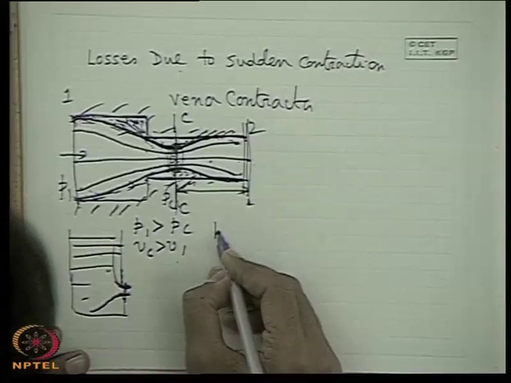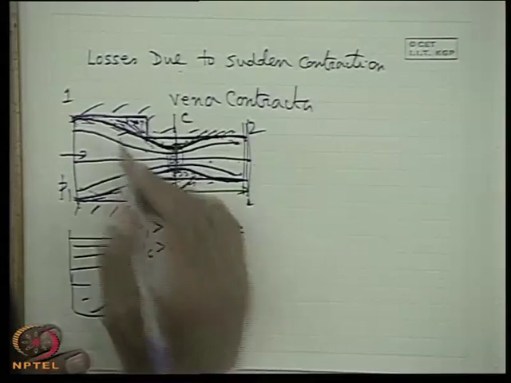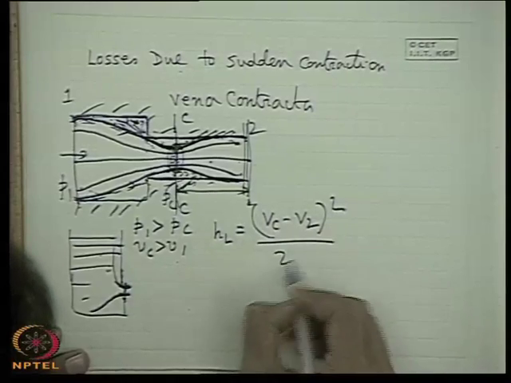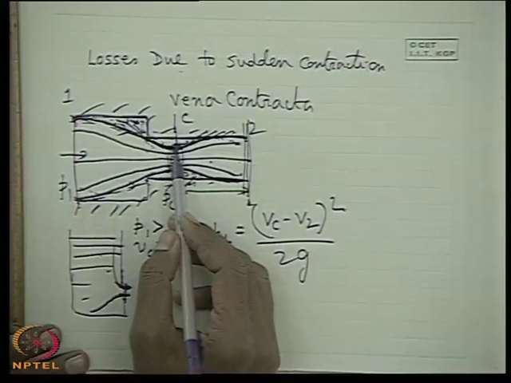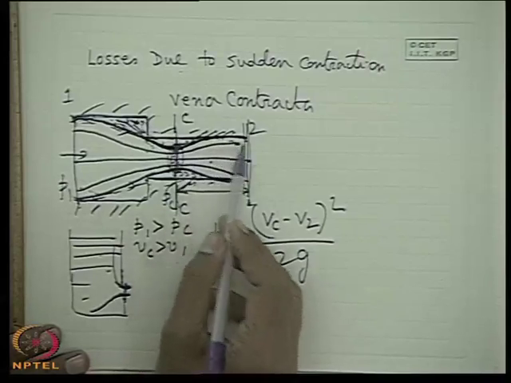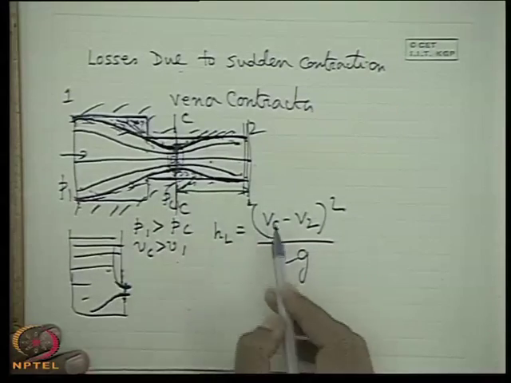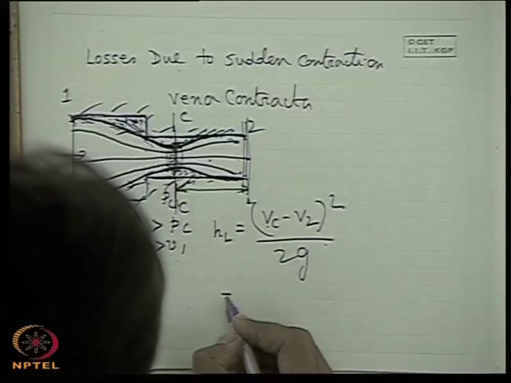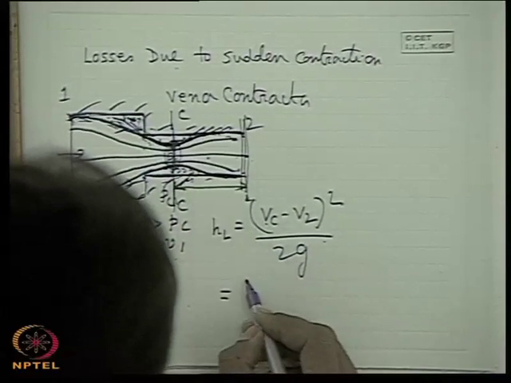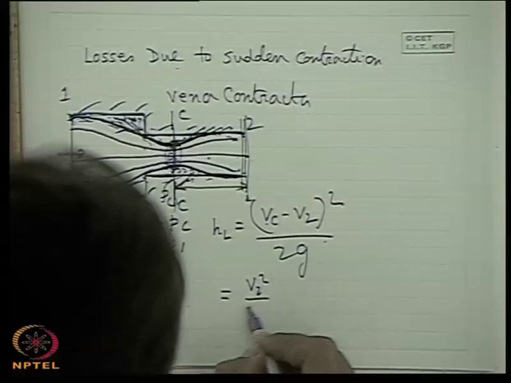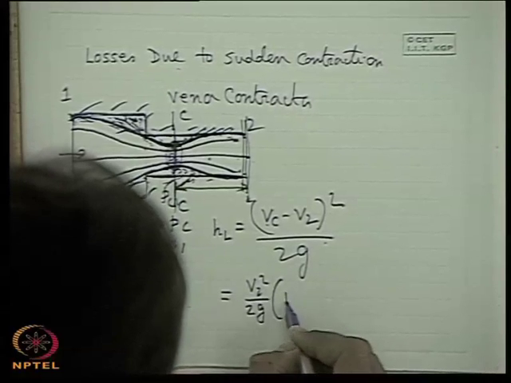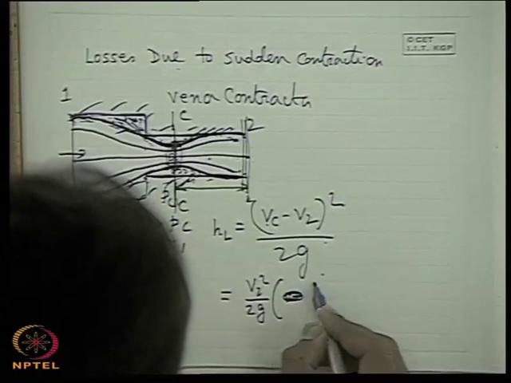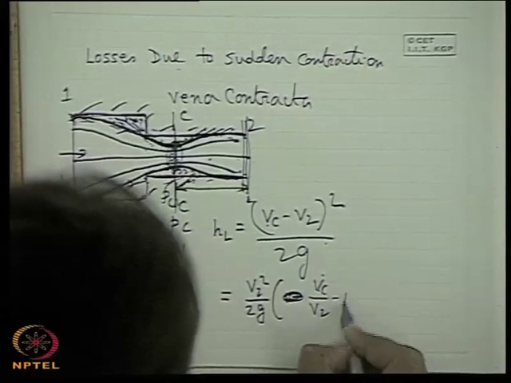But now, if I recall the formula for HL, it will be (VC minus V2) whole square by 2g, because it is the same as if it had an abrupt enlargement from an area CC to 2-2. So it is the enlargement loss. HL is (VC minus V2) whole square by 2g. This can be written as V2 square by 2g into (VC by V2 minus 1) whole square.